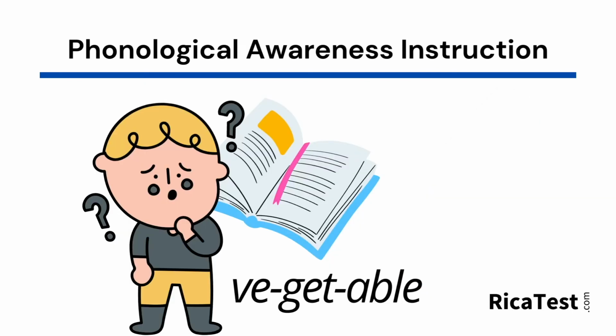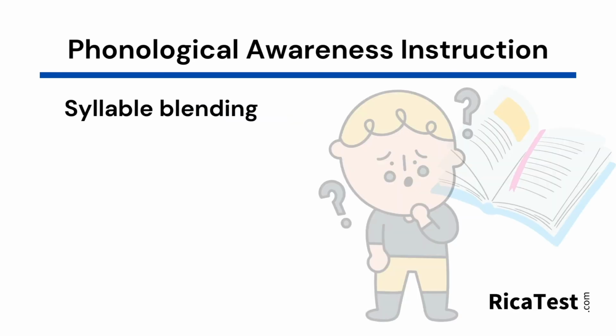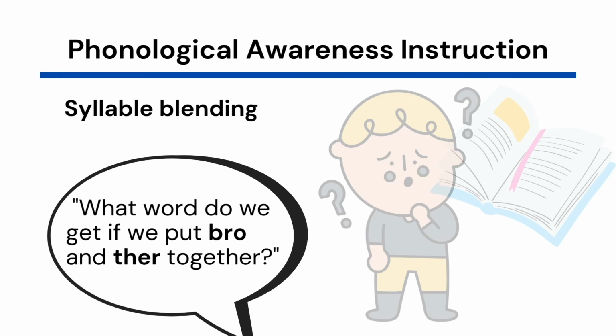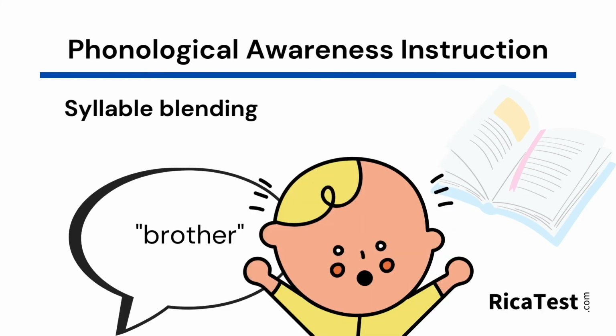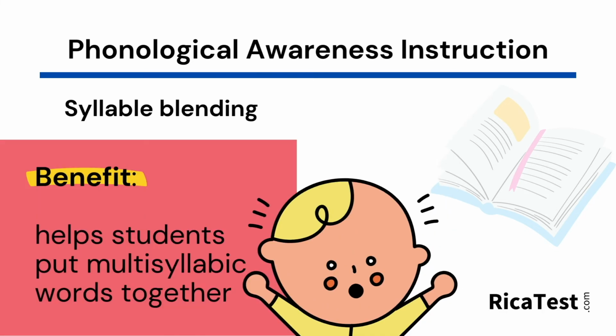In this example, this student is having a challenging time reading multisyllabic words. In this case, the teacher will work on syllable blending with the student. The instructional method to teach syllable blending is when the teacher prompts the student by saying something like, "What word do we get if we put bro and ther together?" And in this case, the student should reply, "Brother." Syllable blending helps students put multisyllabic words together.